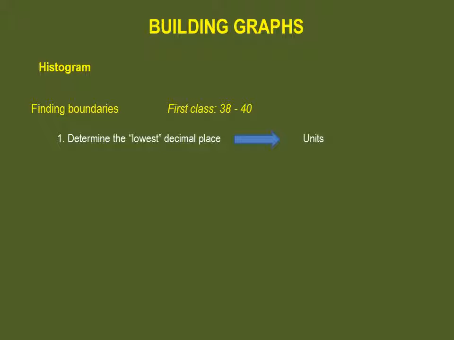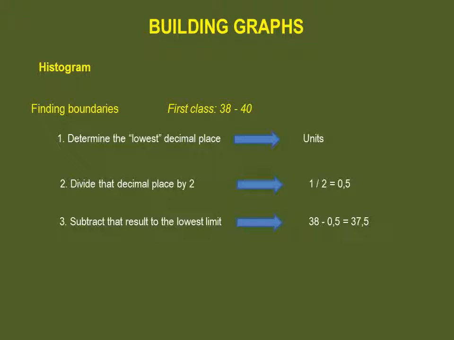The first thing to do is to determine the lowest decimal place in your class values. In this case, our lowest decimal place is the unit. Divide that decimal place by 2. 1 divided by 2 is equal to 0.5. Subtract that result from the lowest limit. 38 minus 0.5 gives us 37.5. And add the result you had in step number 2 to the highest limit. 40 plus 0.5 is equal to 40.5.